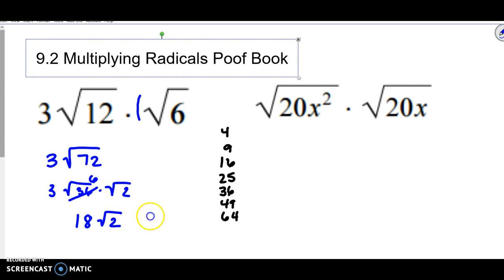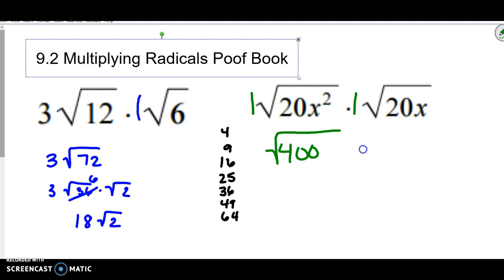All right, now looking at the second example, this one has variables, so we need to work on that. So we have 1 square root of 20x squared times 1 square root of 20x. So we multiply the 1's together. That just gives us 1, so I'm not going to write it. And then we have square root of 20x squared times square root of 20x. So then we know we're going to have the square root, and then 20 times 20, and hopefully you guys are catching on and knowing, well, that's going to give me a perfect square.